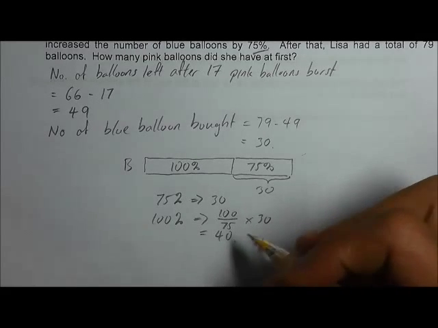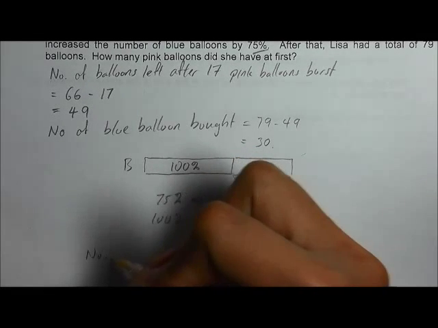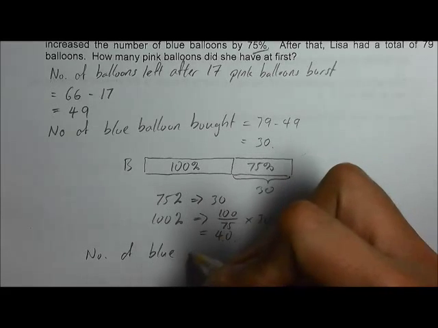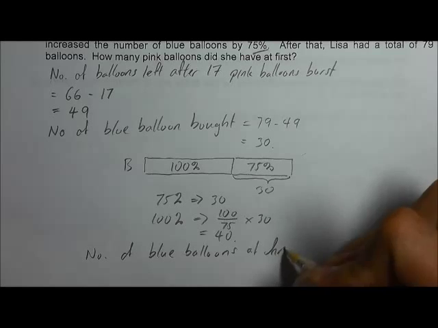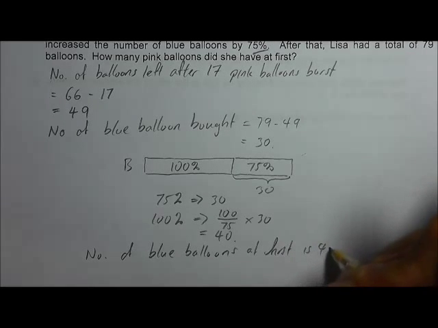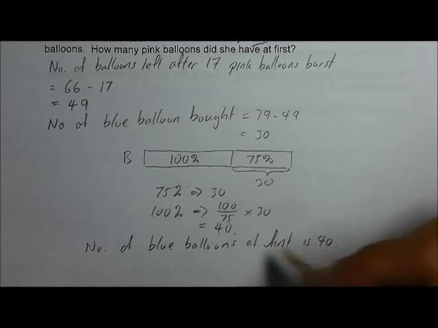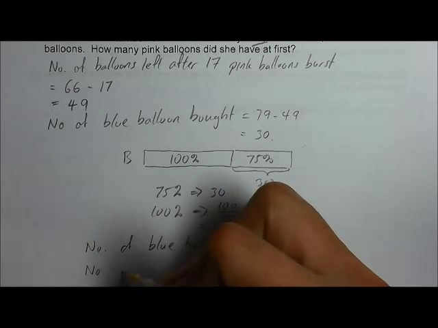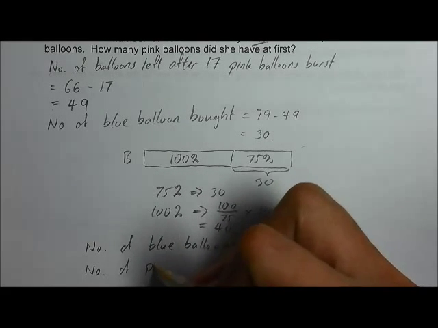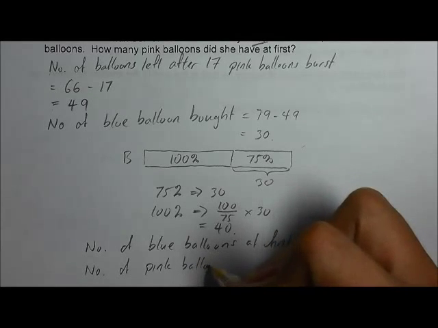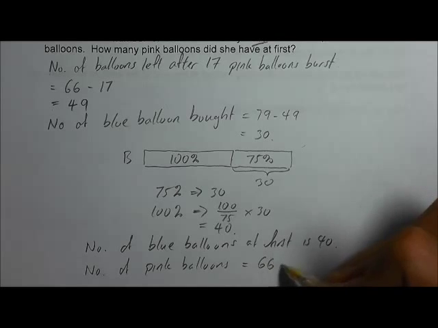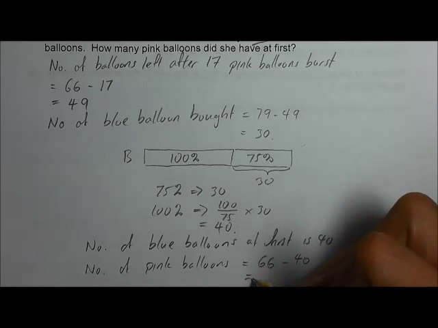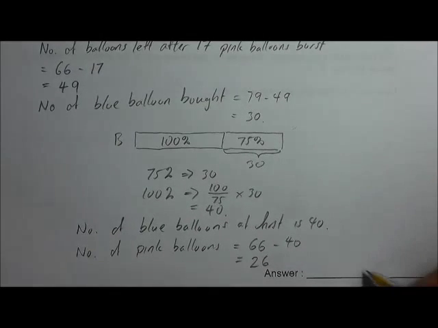And we will know that the number of blue balloons at first is 40, and the number of pink balloons will be 66 minus 40. We have the answer as 26.